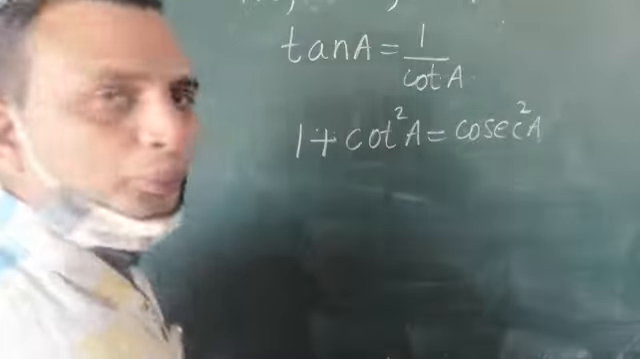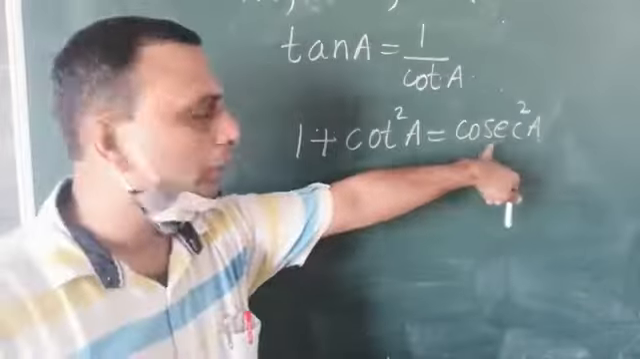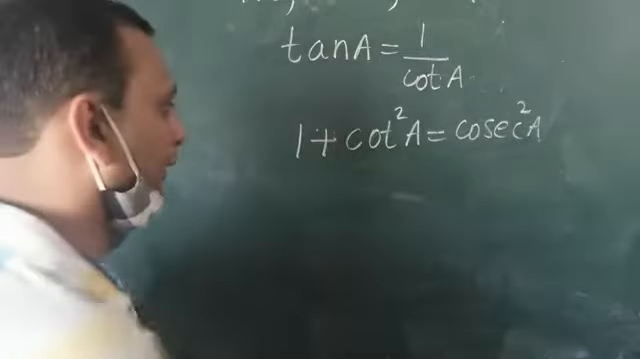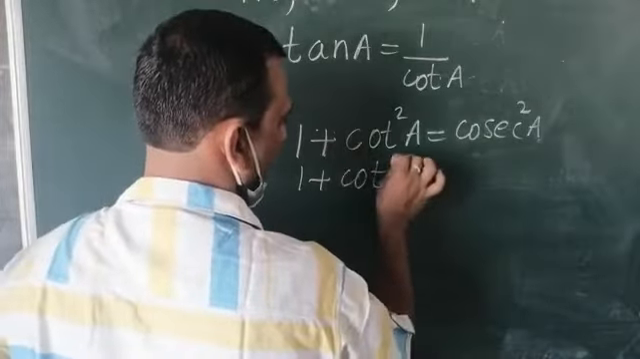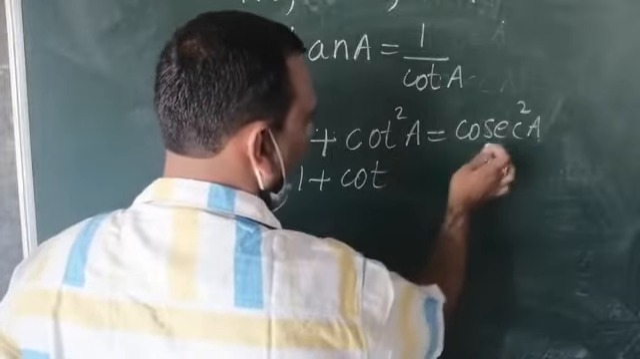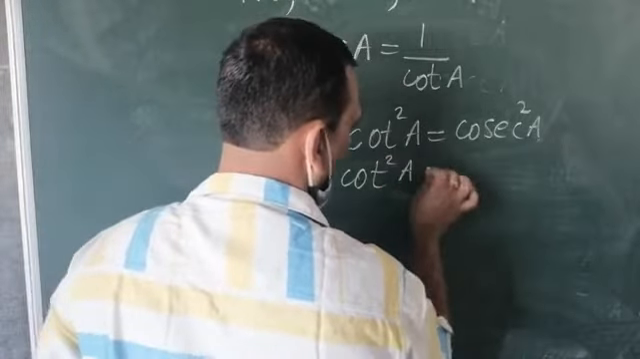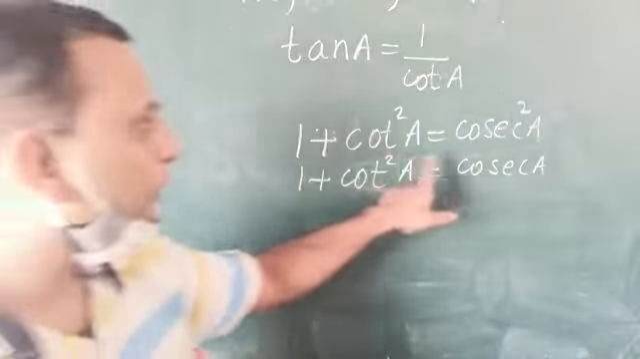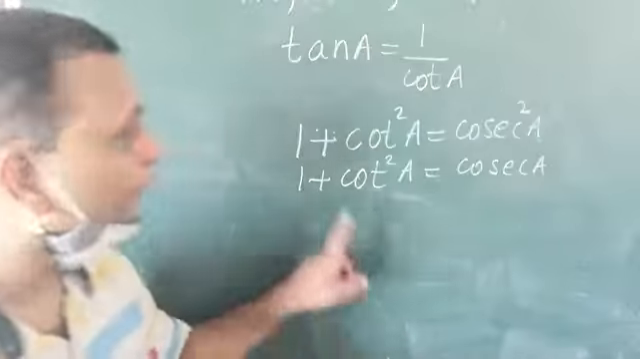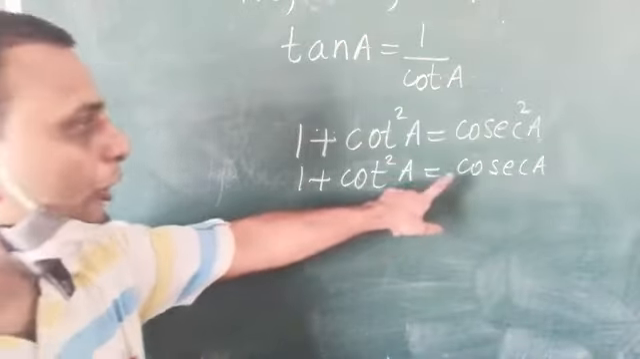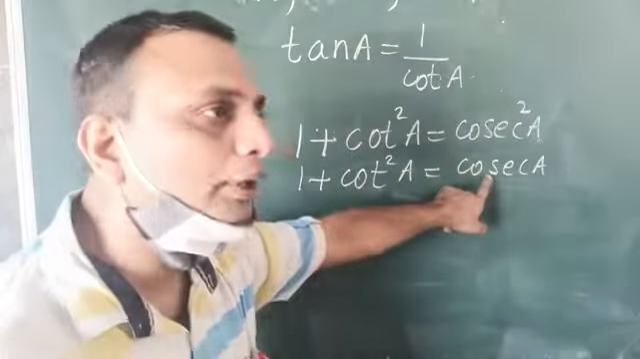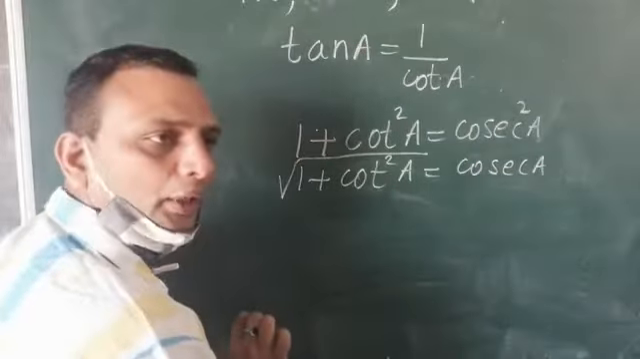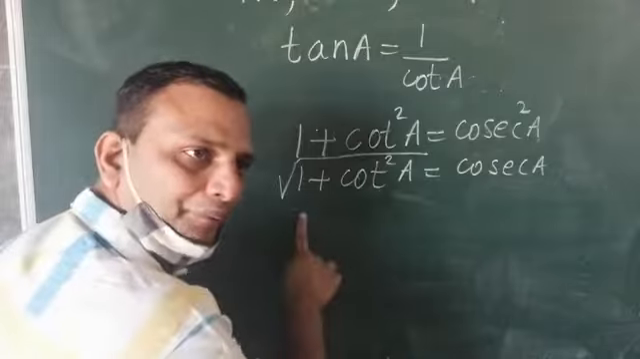Now here we can find a value. So 1 plus cot square equal to what? Cosec square a. And cosec is equal to what? 1 upon sin. Now you see this very clearly. 1 plus cot square equal to cosec square. So if 1 plus cot square equal to cosec square a, what is the value of cosec a? Root will come here. Say yes or no? Yes. Understood or not understood? Yes. This step you understood now?